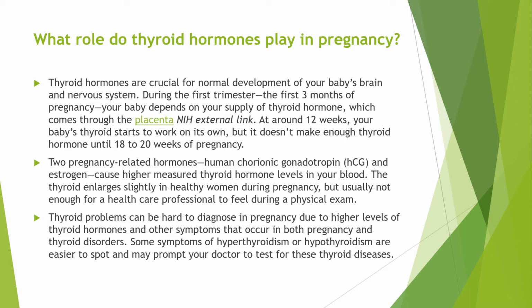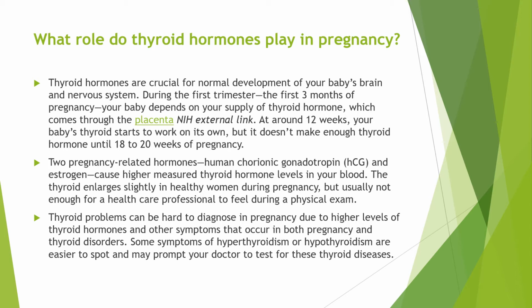The thyroid hormones are crucial for the proper development of the baby's brain and nervous system. During the first trimester, the first 3 months of pregnancy, the baby depends on the mother's supply of thyroid hormone, which comes through the placenta, and there's a link there to the National Institutes of Health. Around 12 weeks, the baby's thyroid starts to work on its own, but it does not make enough thyroid hormone until about 18 to 20 weeks of pregnancy.